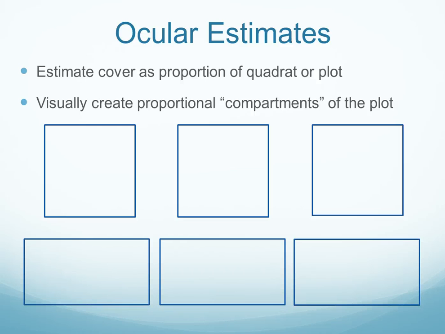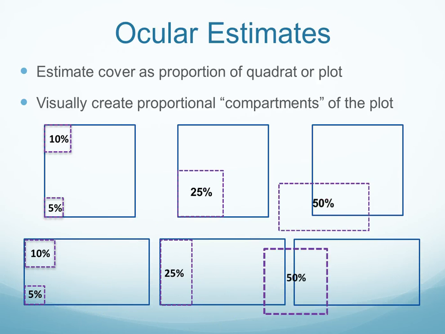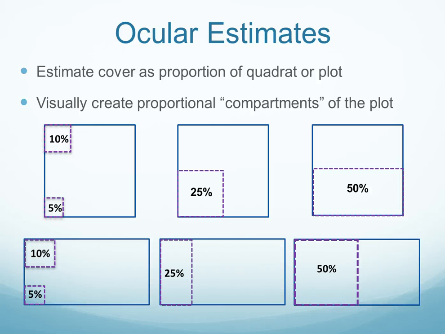When we do ocular estimation, generally we use either square or rectangular quadrats, and we try to visually create proportional compartments of the plot. So kind of in your mind's eye, or by marking on the side of the quadrat, you determine what 5%, 10%, 25%, and 50% of the plot looks like. Then, by examining the plants inside the plots, we determine what the percentage of coverage is inside the plot quadrat.